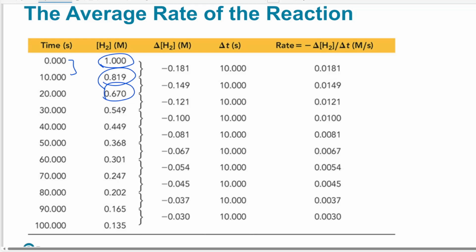Now we can calculate that change in concentration every 10 seconds by subtracting, let's say, 0.819 minus 1. We see here the difference. 0.670 minus 0.819. We see here the difference. And so we're changing by a certain amount every 10 seconds. And that's how we can measure the rate of change over that interval.